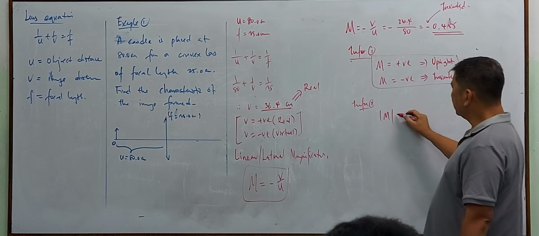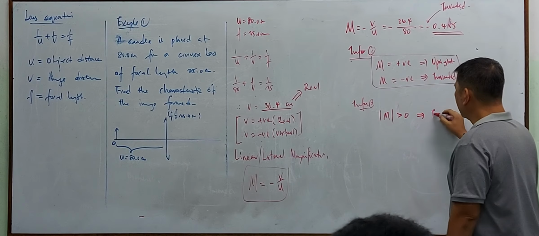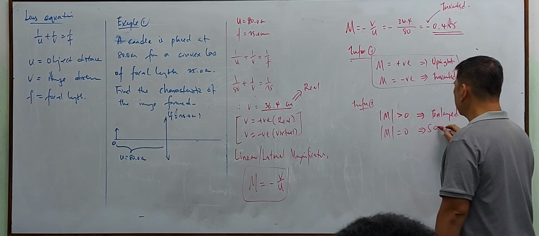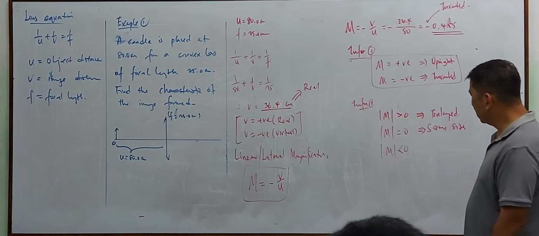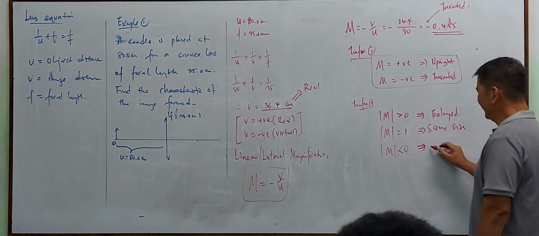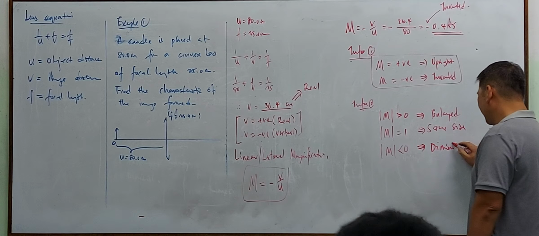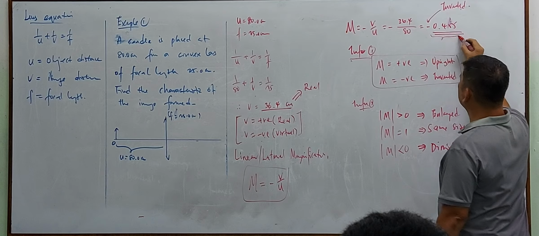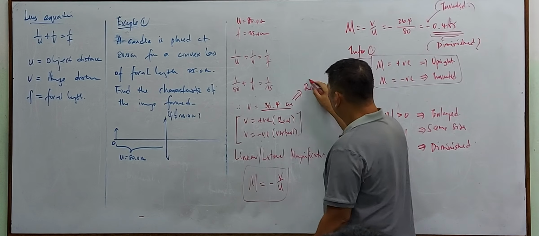If the magnitude of m is larger than 1, this one is enlarged. If your m is equal to 1, it is the same size. And the last one is m less than 1, diminished. Right? So that one is the information. Now since the magnitude here is less than 1, we know that it is smaller. Diminished. So these are the characteristics of the image.